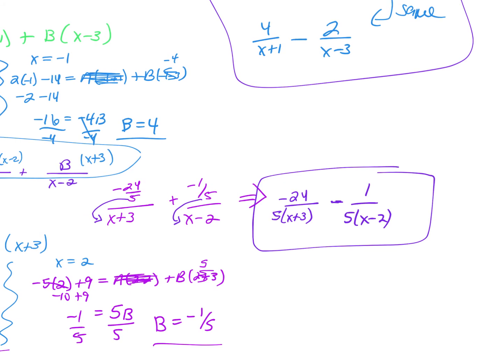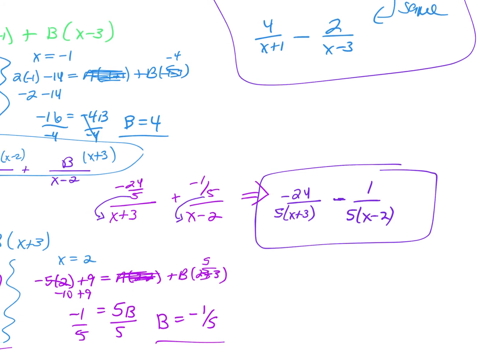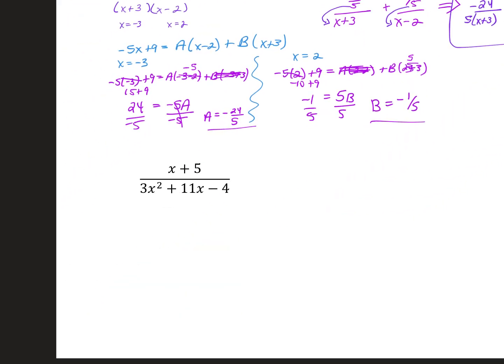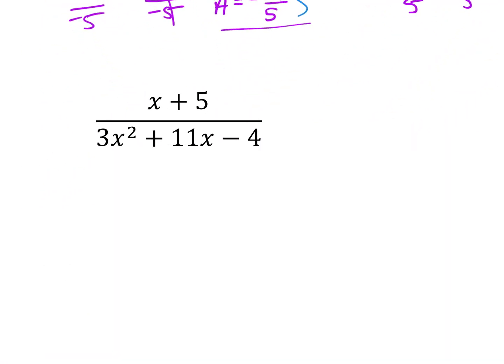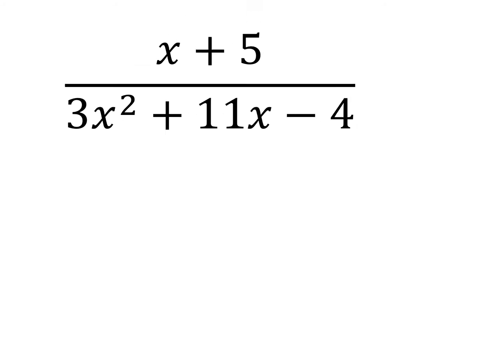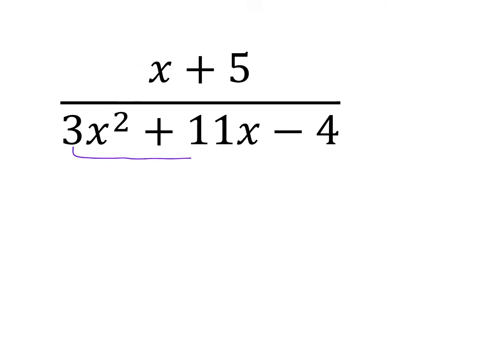Notice the minus signs. Gotta have our minus signs in there. Question. Last one. This one's a little longer, and that's okay though. First thing we have to do is factor the denominator. So what's 3 times negative 4? Negative 12, right? So I'm looking for factors of negative 12 that multiply to give me negative 12, but add to give me 11.